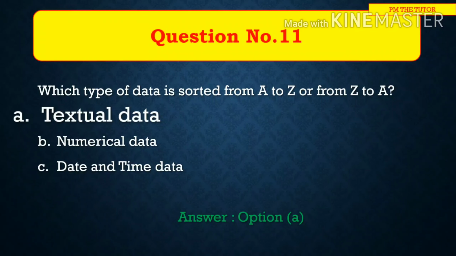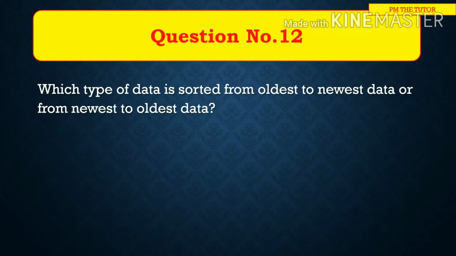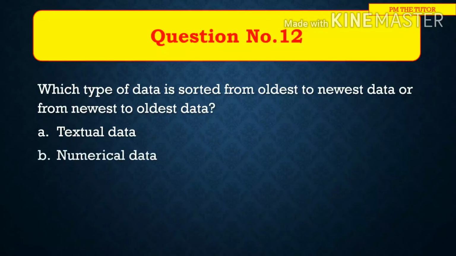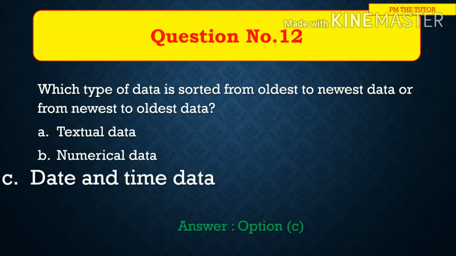Next question, question number 12. Which type of data is sorted from oldest to newest or from newest to oldest? Options are textual data, numerical data or date and time data. Right option is option C, that is date and time data.